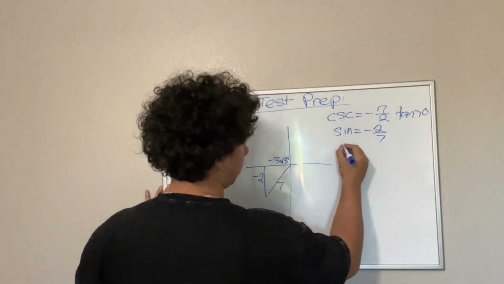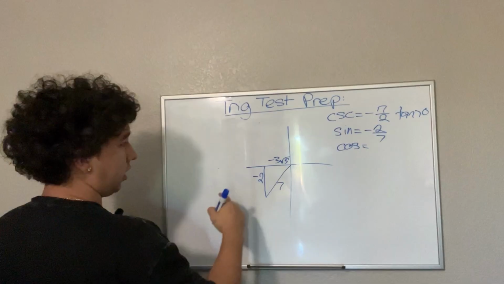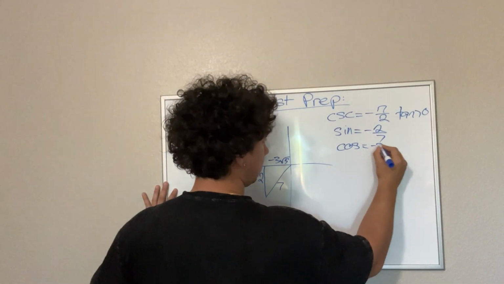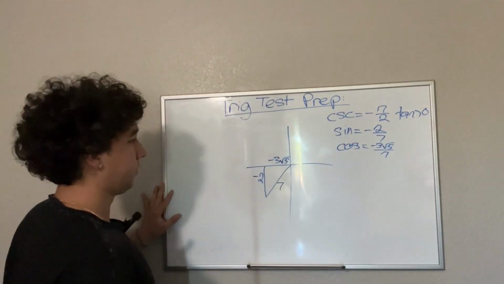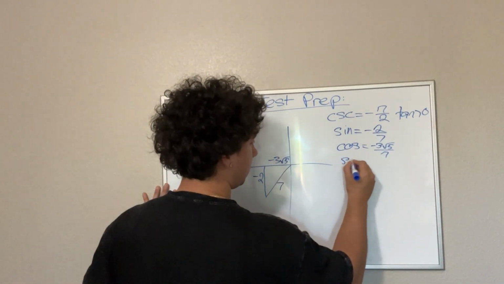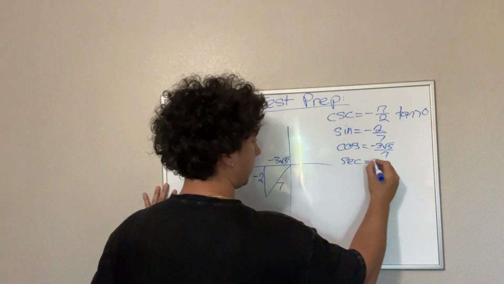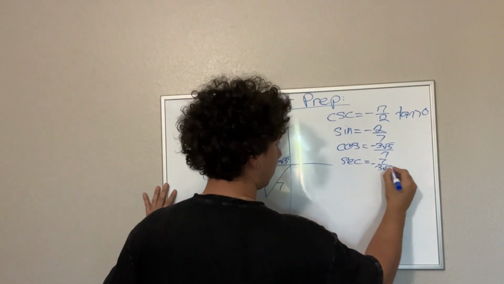Let's just do cosine, is equal to adjacent over hypotenuse. So in this case, -3 root 5 over 7. Okay. Secant is that flipped over. So in this case, -7 over 3 root 5.